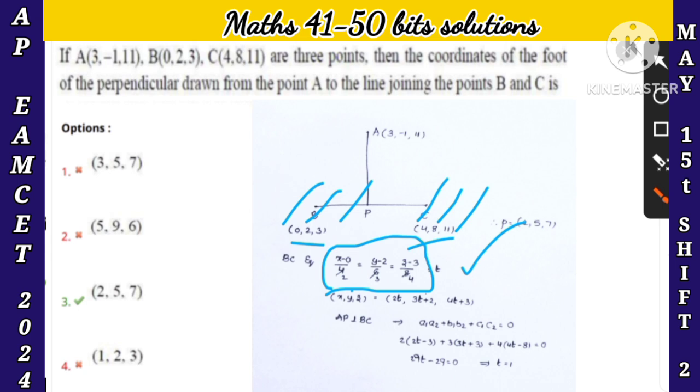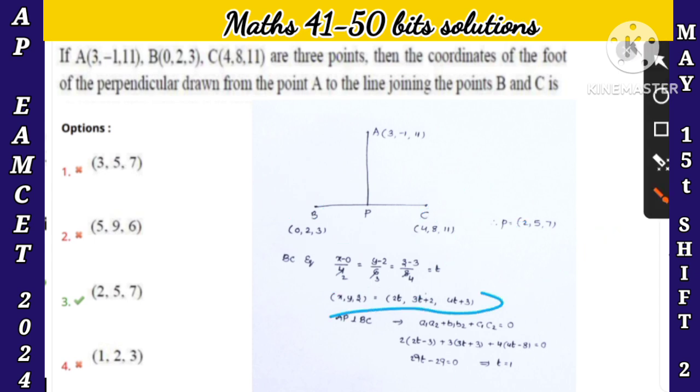So what is the x value? 2t minus 0 is equal to 2t. The y value is 3t plus 2. The z value is 4t plus 3. Okay, just equate the three values to t here. Then you get the values x, y, z like that. Understand? But what is the condition here?